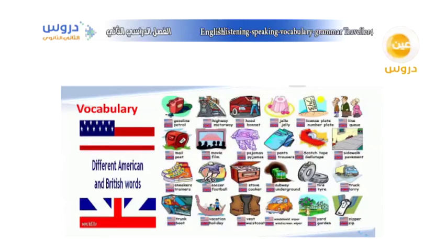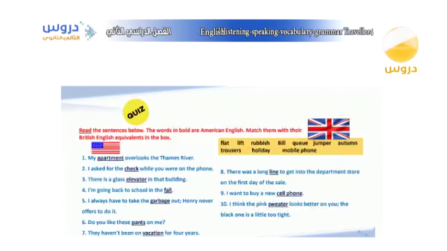So these are the differences between American and British English. They use, for example, highway in America. In England, they say motorway. You have to learn these words by heart. Now, let's find the equivalent words. So read the sentences below. The words in bold are American English. Match them with their British English equivalents in the box.